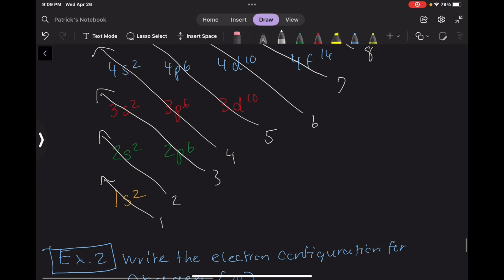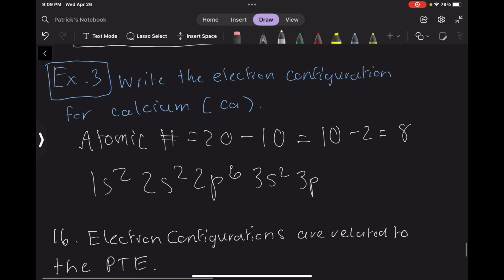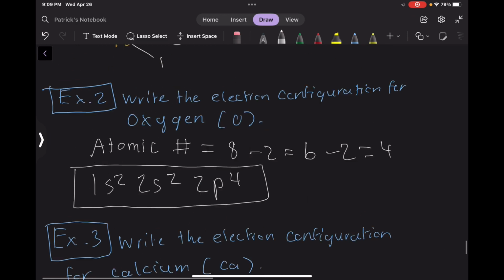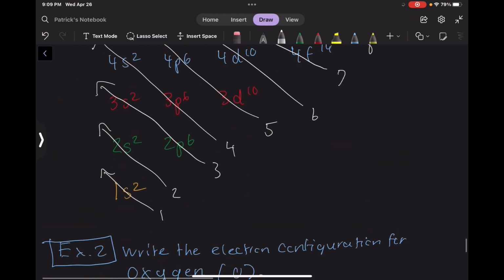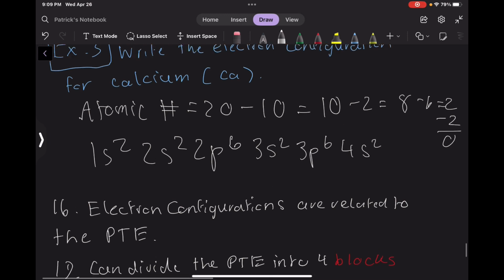Snake 4 gives us 3p, filled with 6 electrons. The last 2 electrons are going to go in subshell 4s with the exponent 2. If we add up all our exponents, we will see that we've accounted for all 20 electrons, and we therefore have here the correct electron configuration for calcium.